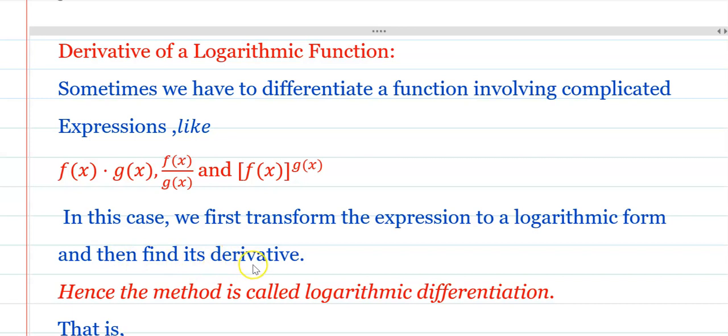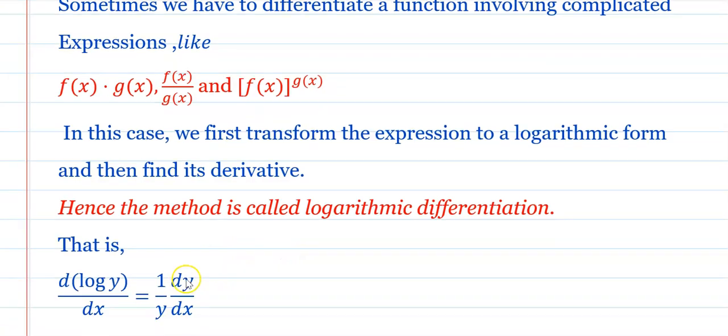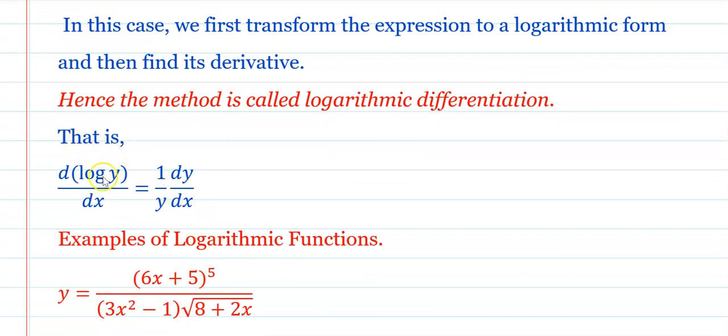If we take log on both sides, finding the derivative of that type of function becomes very easy. Hence this method is called logarithmic differentiation. Now we find d by dx of log of y. The derivative of log of y is 1 upon y into the derivative of y, dy by dx.